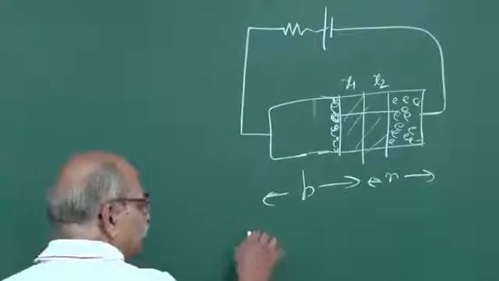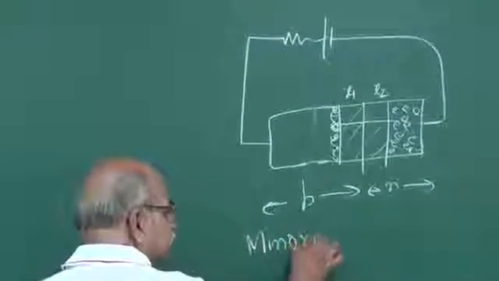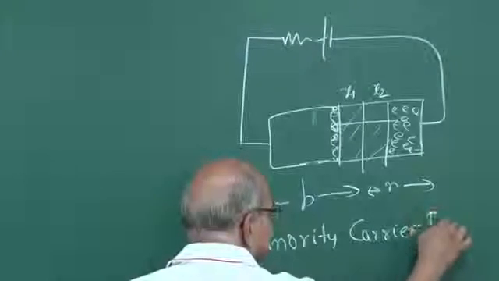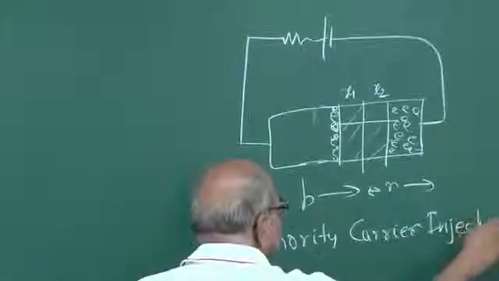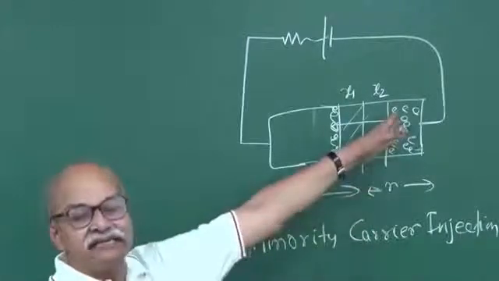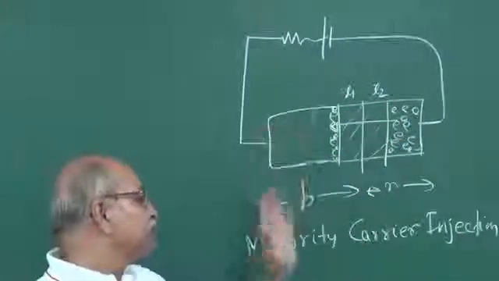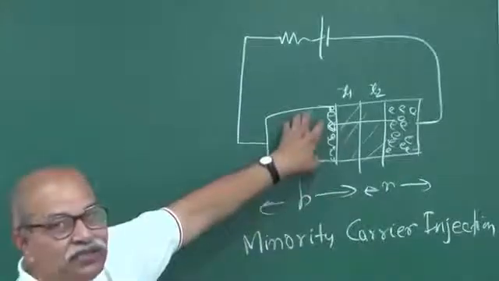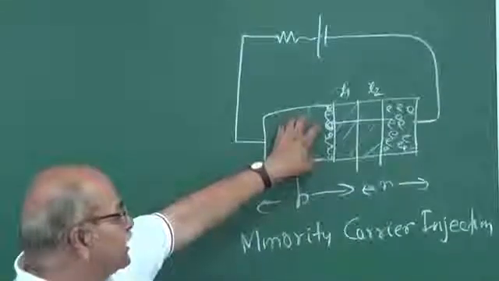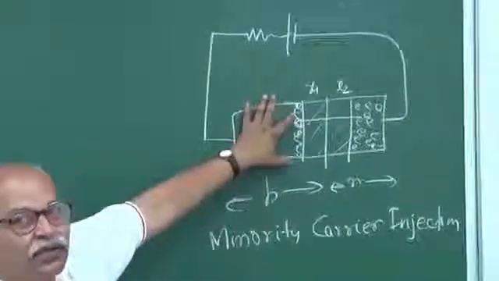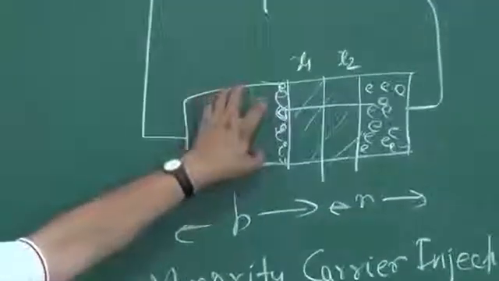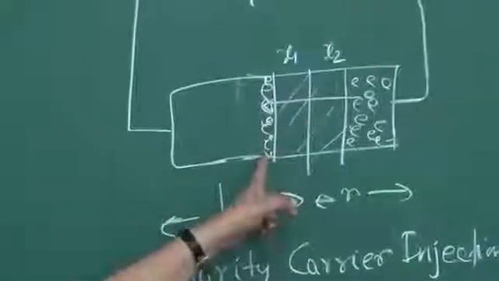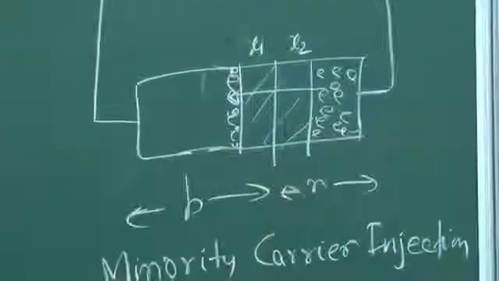Now this is also known as minority carrier injection. Why minority carrier? These are the majority carriers which are diffusing, and we call this phenomenon minority carrier injection. This injection is in this portion. This is p side, and in p side holes are the majority carriers and electrons are the minority carriers, and we have put in extra minority carriers here, extra electrons here. So that is known as minority carrier injection.